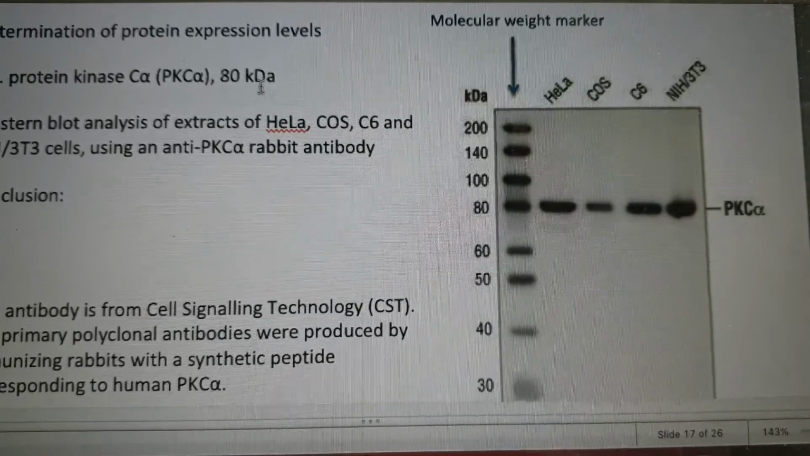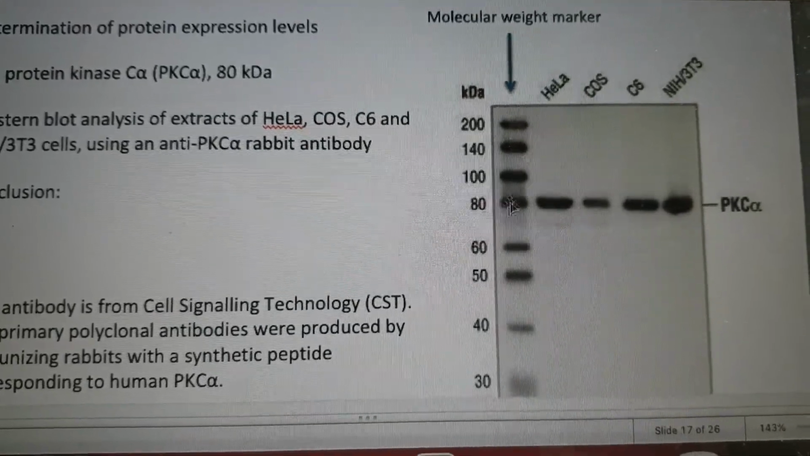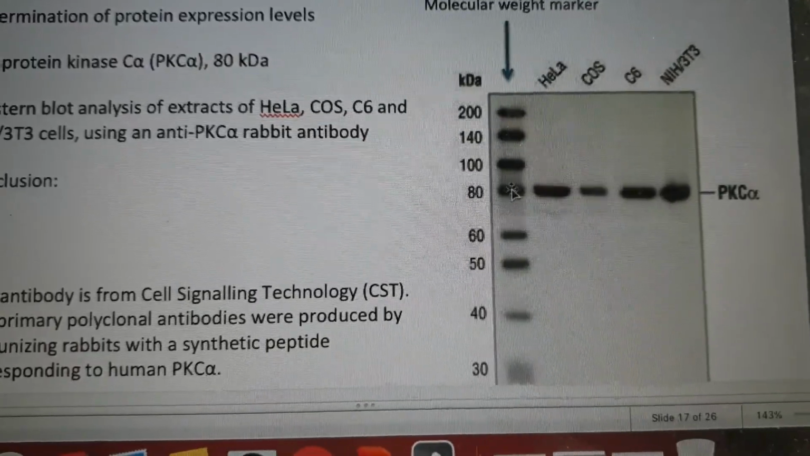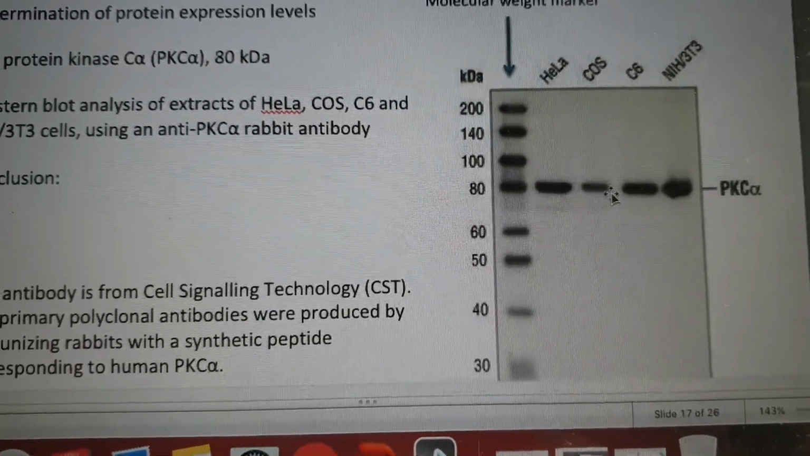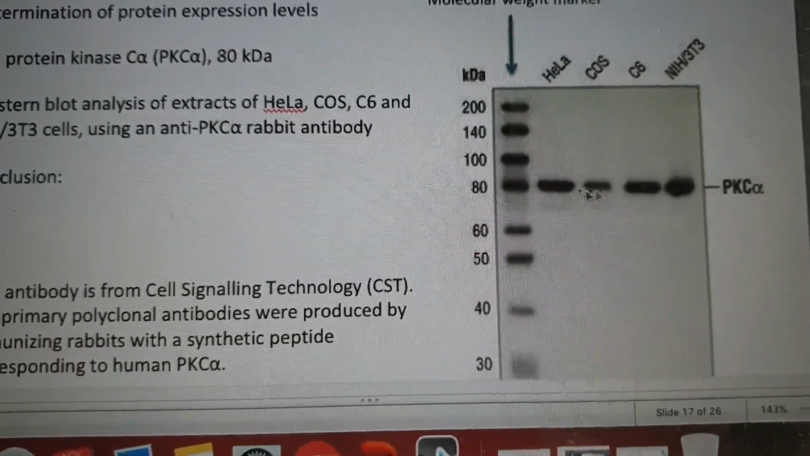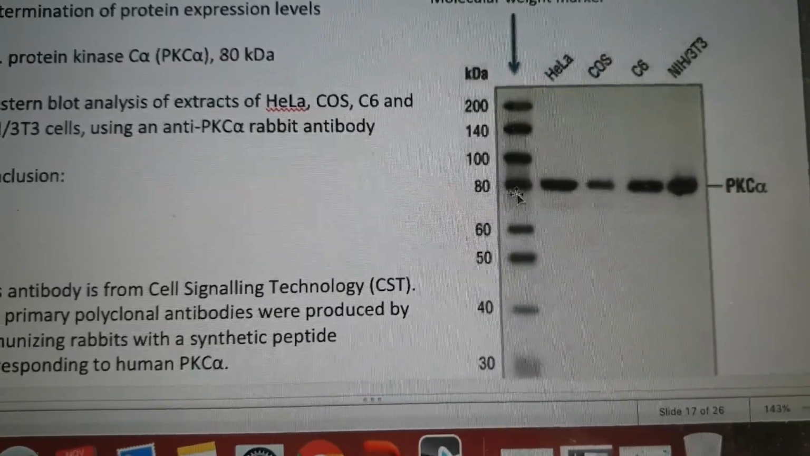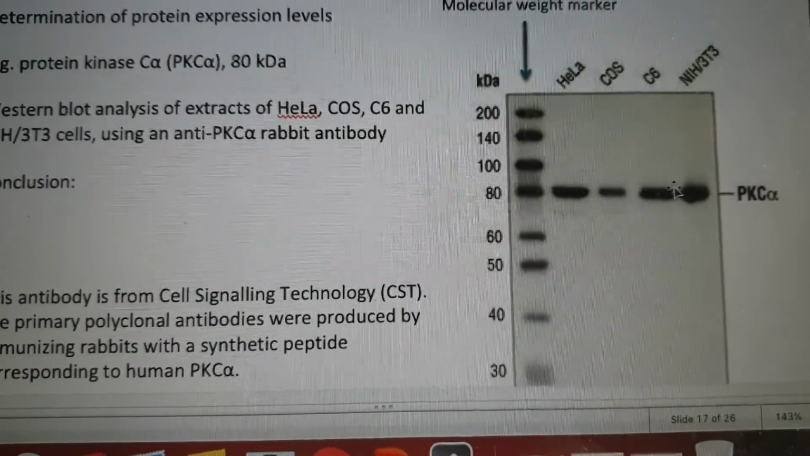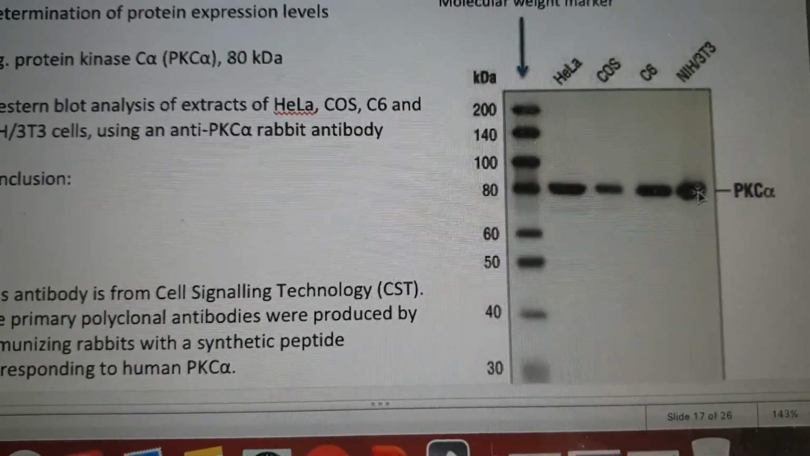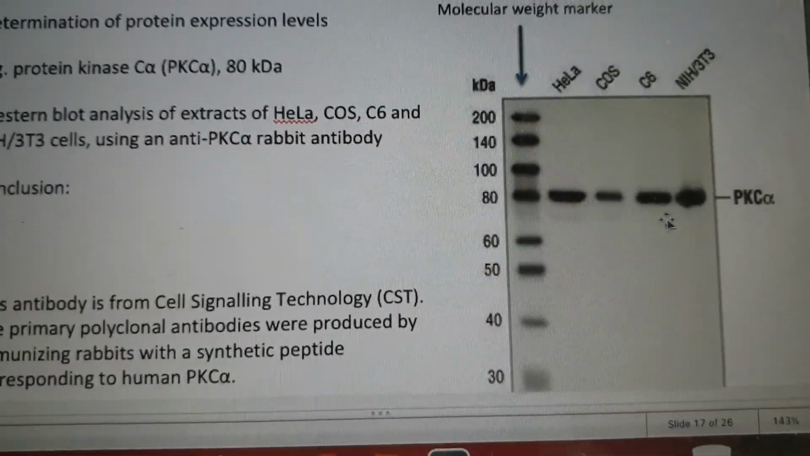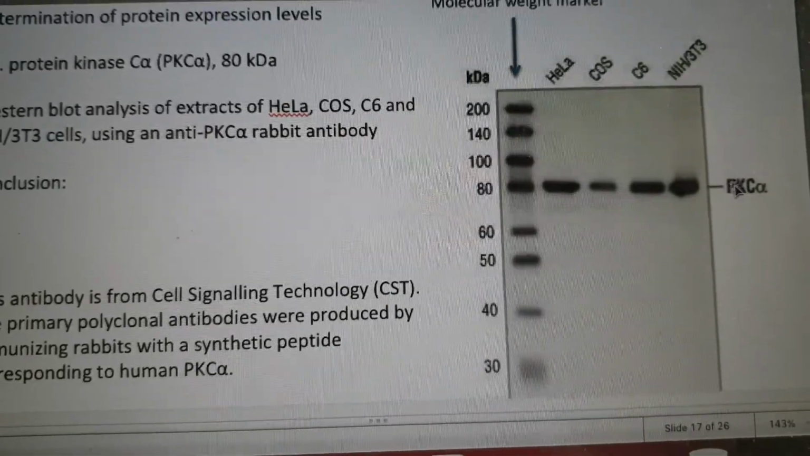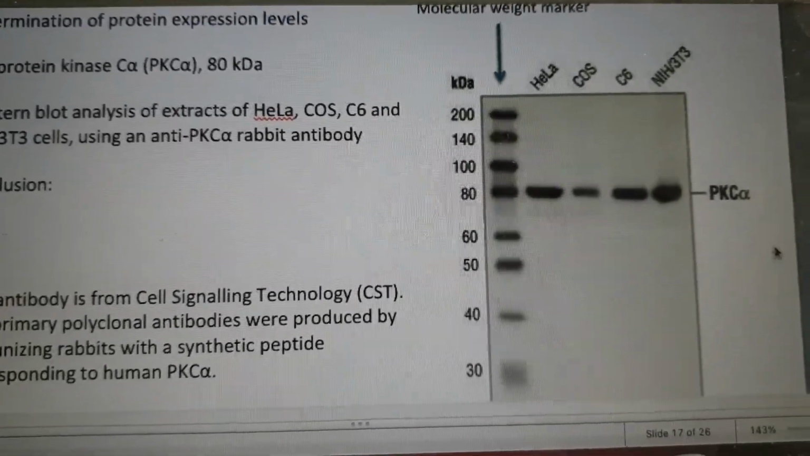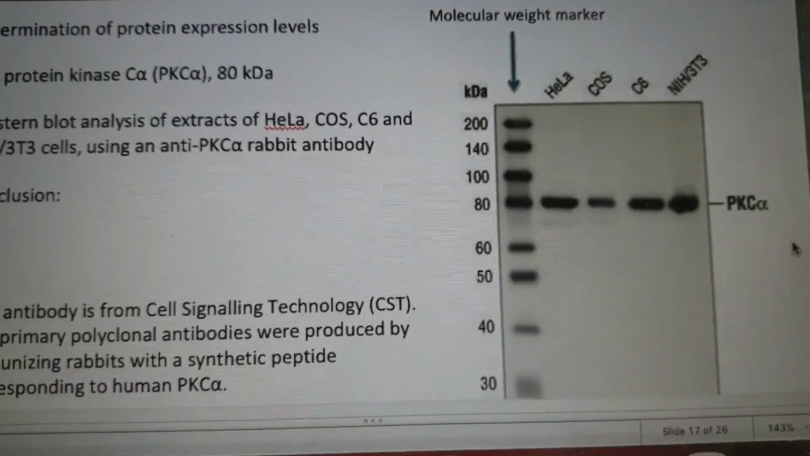We know that protein kinase C has a molecular weight of 80 kilodaltons, and so we can look at the 4 different cell lines, and we can see 4 bands that are all at 80 kilodaltons. So this would mean that we have protein kinase C alpha in all 4 of our cell lines. Obviously some of them are a bit larger and some are weaker signals, so that's what we are going to discuss.